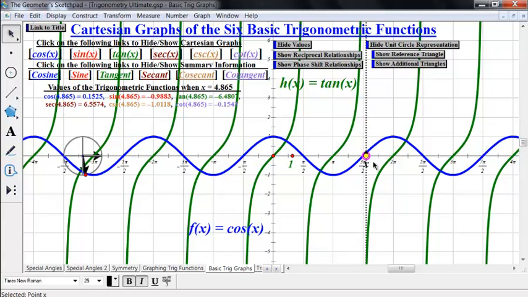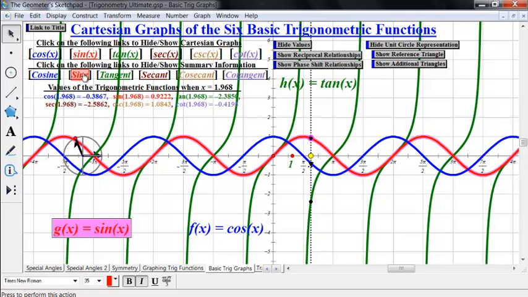Now it is continuous everywhere it's defined, so in between these asymptotes, we have a nice connected piece here. But it breaks at those vertical asymptotes, and again, they're going to happen anytime the cosine is equal to 0. Of course, the cosine is equal to 0 exactly when the sine is equal to 1 or negative 1. And notice that the sine is equal to 0 when cosine is 1 or negative 1.